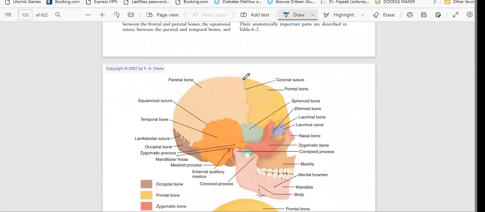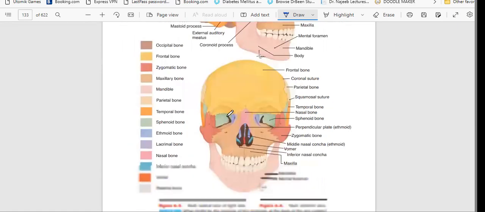Here, this is the coronal suture. What is the name of the suture which attaches the parietal bone and frontal bone? This is the squamosal suture. This is the lambdoidal suture. Every joint has its own suture.